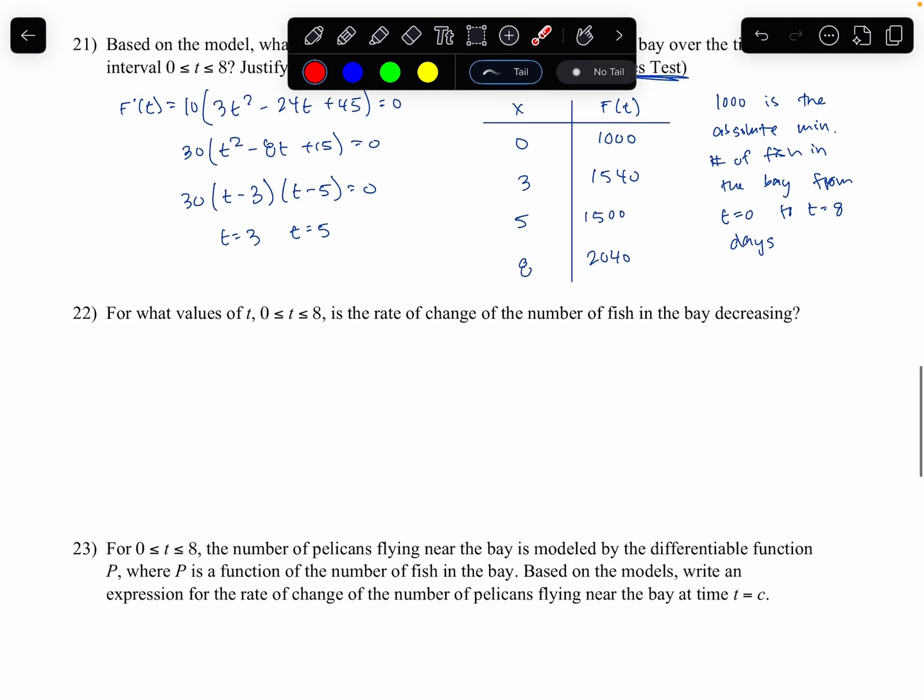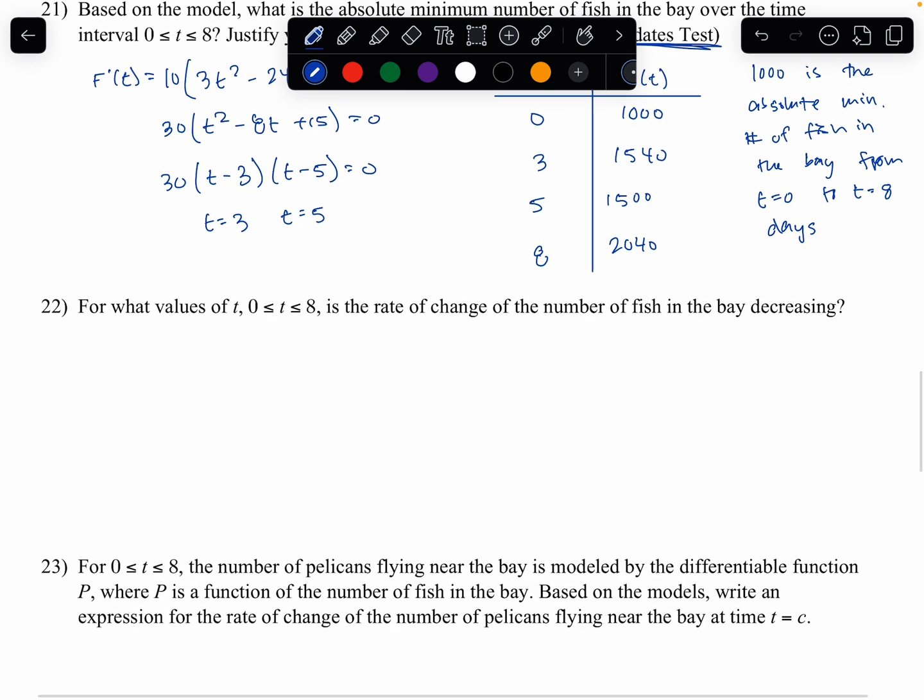For 22, for what values of t from 0 to 8 is the rate of change of the number of fish in the bay decreasing? So this is actually kind of tricky language right here. The rate of change of the number of fish is decreasing. So it's not saying when the number of fish is decreasing.